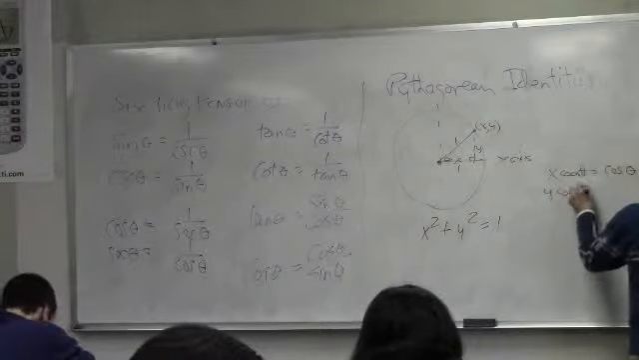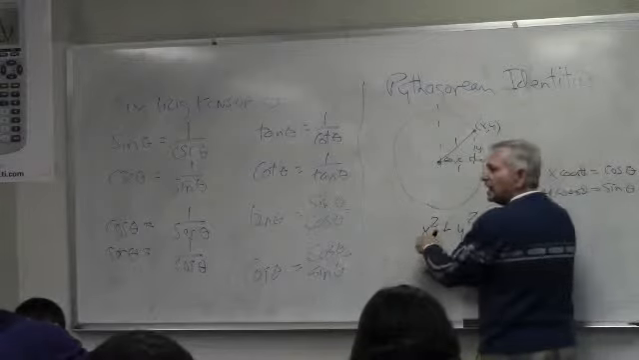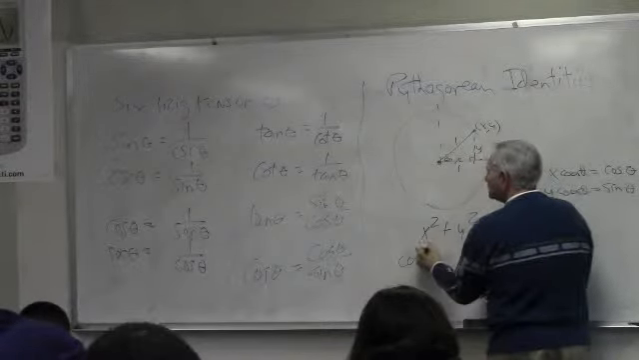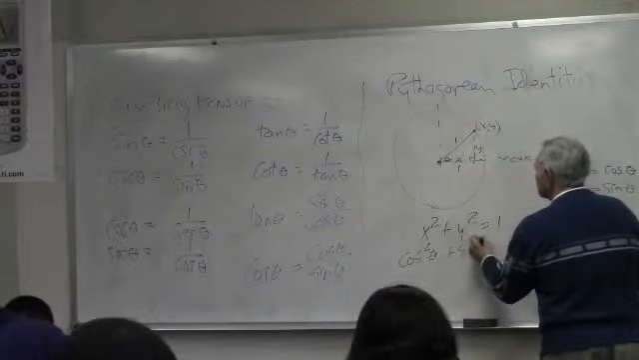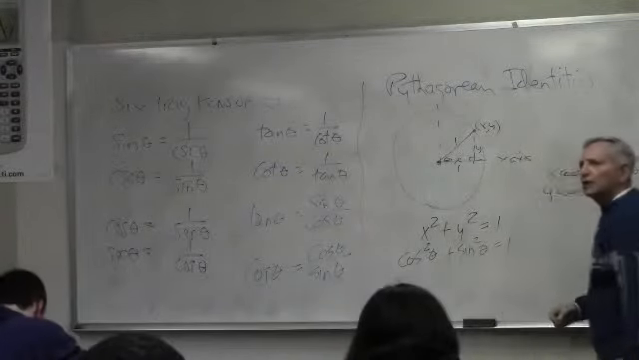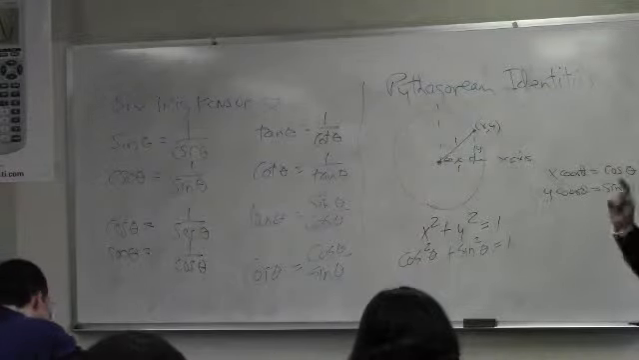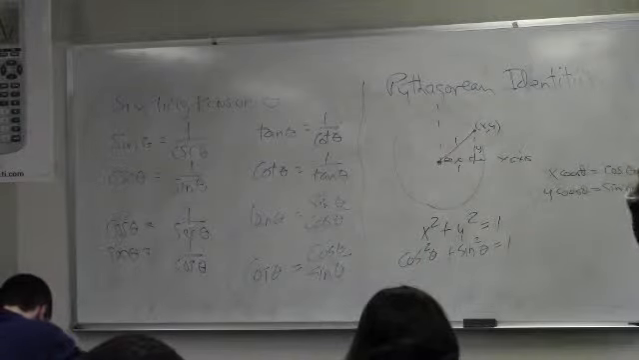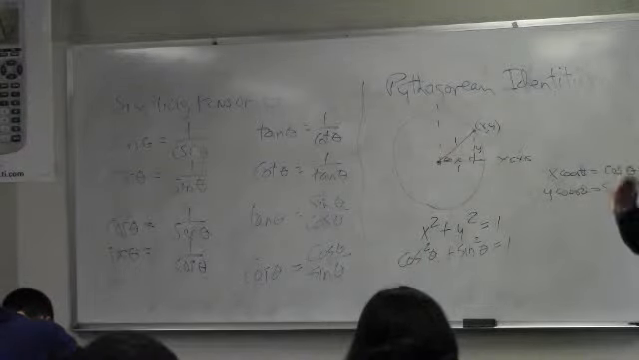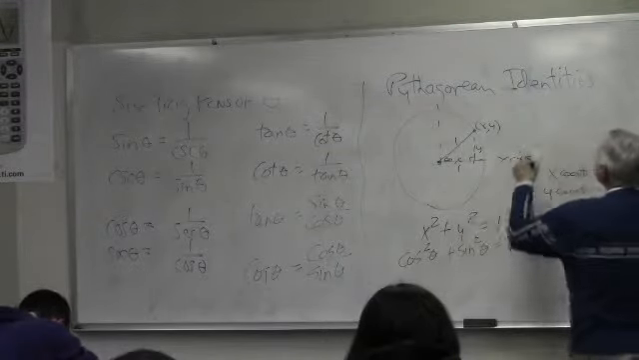The y coordinate was equal to what? The sine of theta. So what does this say? This says that the cosine squared of theta plus the sine squared of theta always equals 1. Now, that's called the fundamental Pythagorean identity. That's the fundamental one. From that one, we get a ton of other ones. Okay? And the way your book writes it is this.